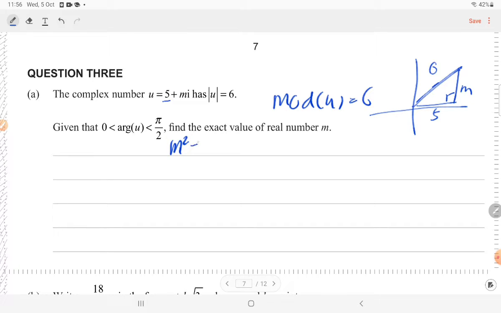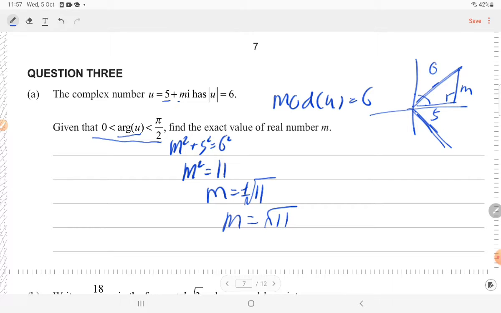So by Pythagoras, m squared plus 5 squared is equal to 6 squared. m squared is equal to 11, so m is equal to plus or minus root 11. But if m is equal to negative root 11, this means it will go in the lower quadrant, which contradicts the statement that the argument of u is between 0 and pi/2, which is the first quadrant. So m is only equal to positive square root of 11.